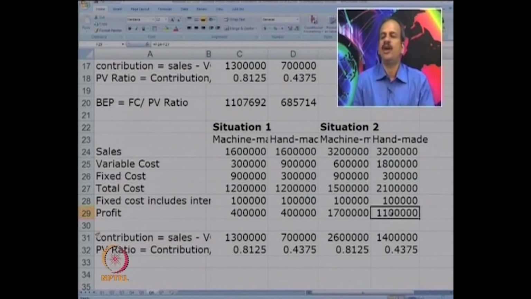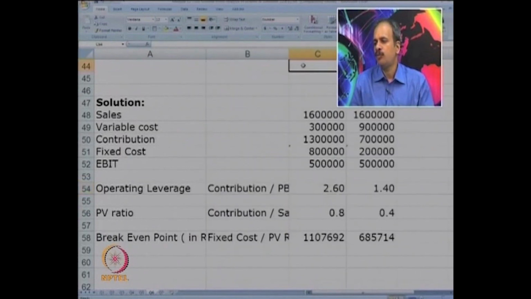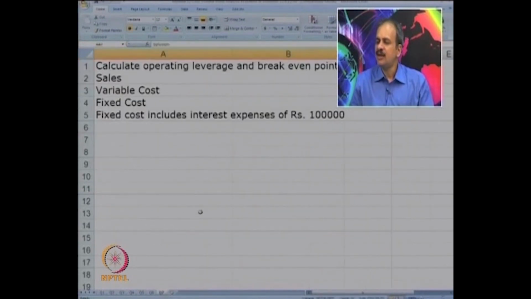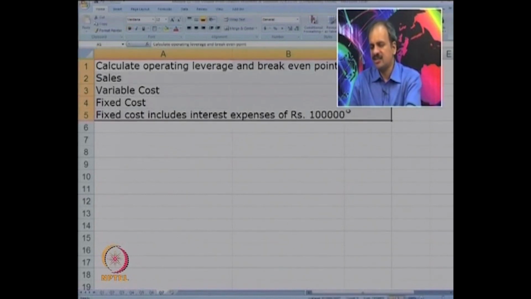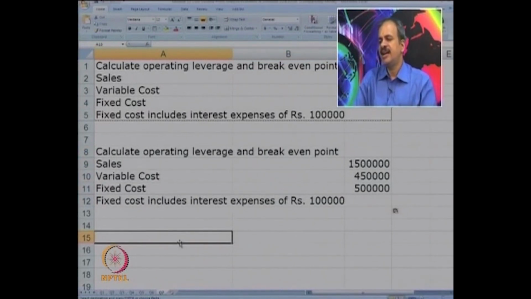This is what is calculated when we calculated what is known as operating leverage. So note the formula, it is contribution upon PBIT. Is it clear? Let us take one more case, the last case of this. Now here we have to calculate again the operating leverage as well as BEP. The data is given on sale, variable cost and fixed cost.